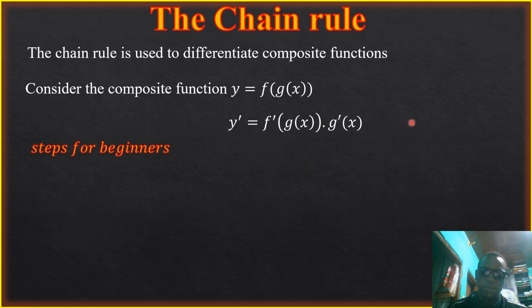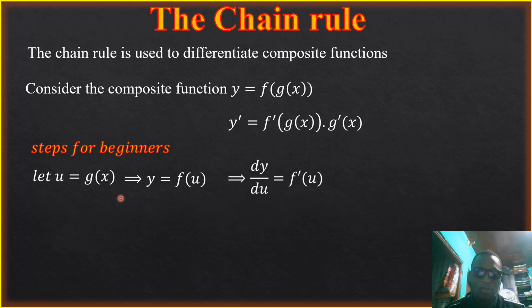For beginners, if you want to know how this is derived, look up. If u is a function of x, or g is a function of x, we call this u, a function of x. The chain rule says we consider it as a single variable. It means that our function will now become f of u. The next thing we have to do is look for the derivative of this function. When you look for the derivative of y with respect to u, you are differentiating y with respect to u, so that's dy du.